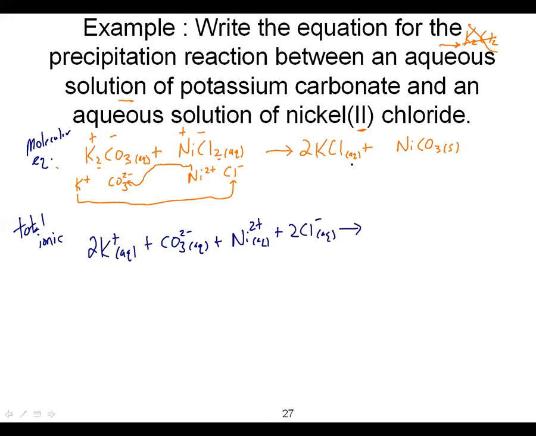Coming to our other side, again, aqueous over here, so it's a strong electrolyte. The 2 gets distributed to everybody that's there. And the last thing that we have is our solid, which will remain together, which is our nickel carbonate. This again would represent our total ionic equation. Any questions on that?